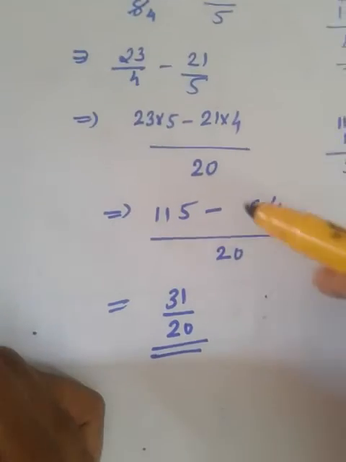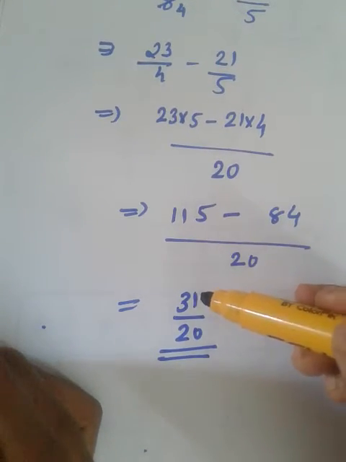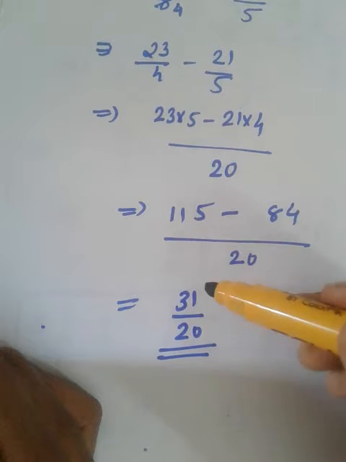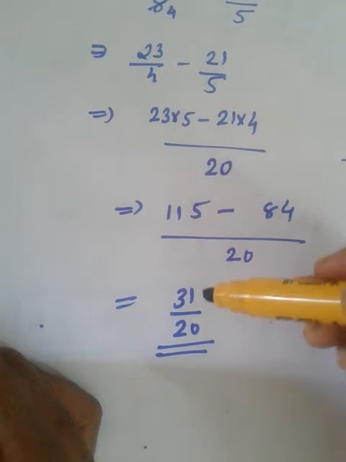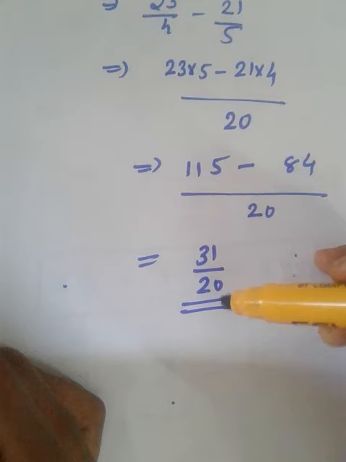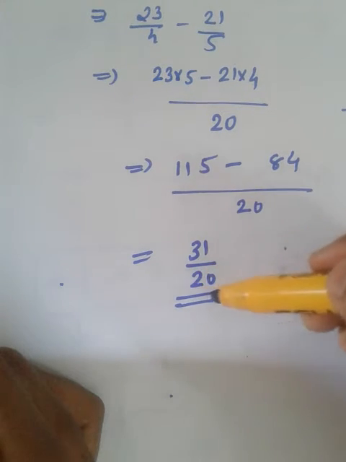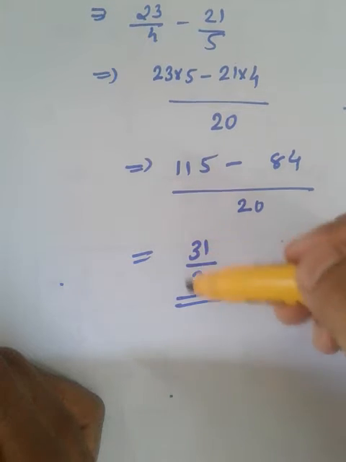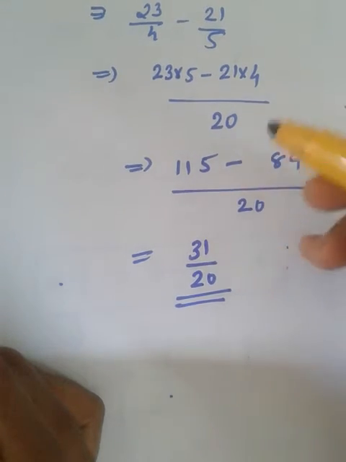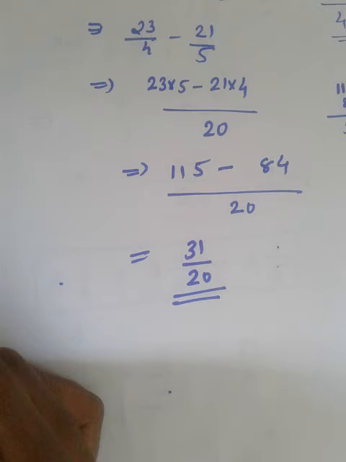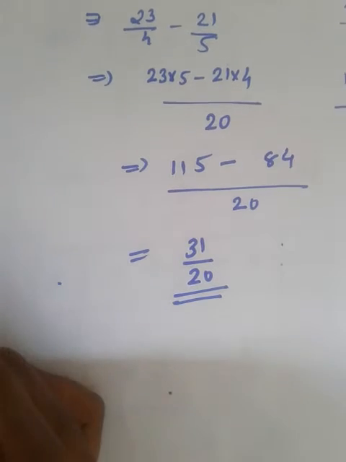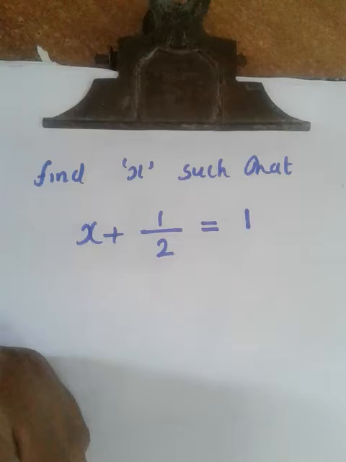And there is no common factor for 31 by 20. If there is any common factor, we can easily simplify by using that. But there is no common factor for 31 and 20. So this itself is its standard form. That means we cannot simplify it again. So 31 by 20 is the answer. Clear? Moving to the next problem.